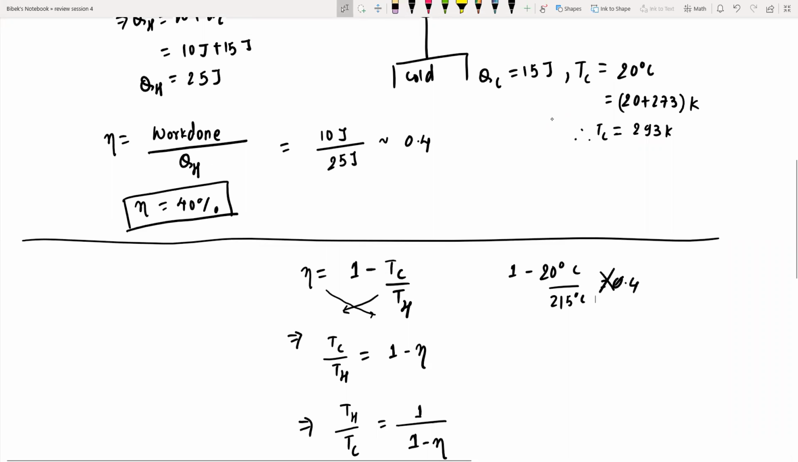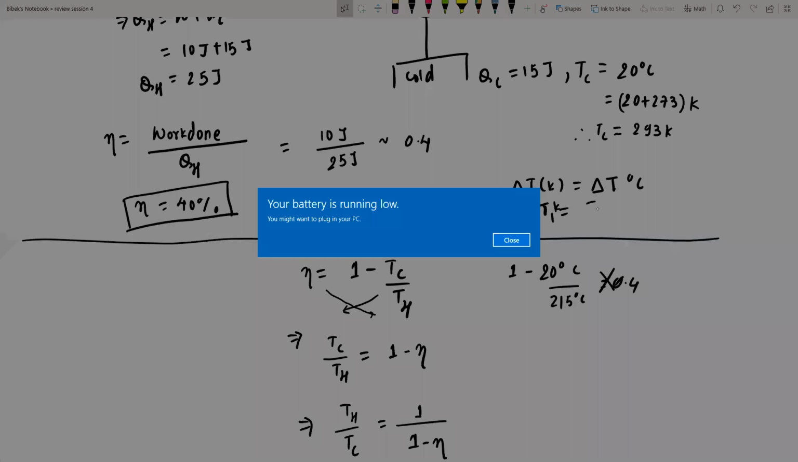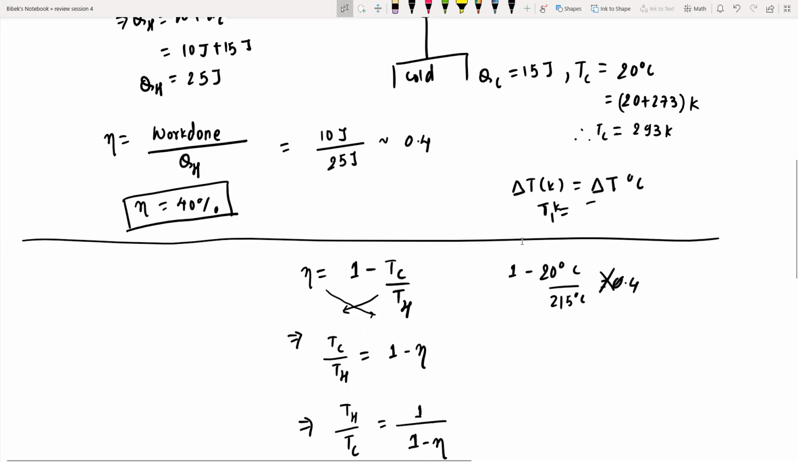Kelvin and centigrade are the same only when you are dealing with a difference in temperature. The change in temperature in Kelvin is always equal to the change in temperature in degrees centigrade. But that doesn't mean that a specific temperature T1 in Kelvin will be equal to T1 in degrees centigrade. Did I answer your question?